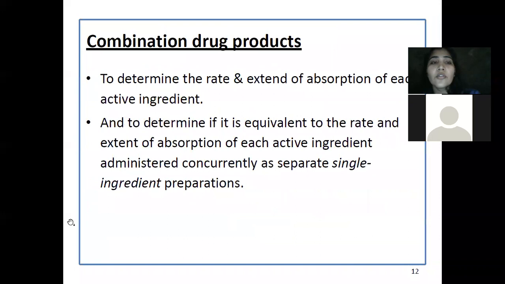Okay. So next is combination drug products, to determine the rate and extent of absorption of each active ingredient and to determine if it is equivalent to the rate and extent of absorption of each active ingredient administered concurrently as separate single ingredient preparations. So basically you'll be giving 2 drugs at the same time.